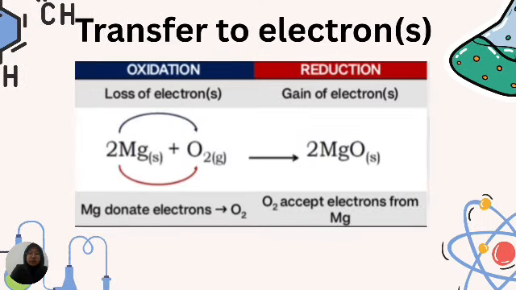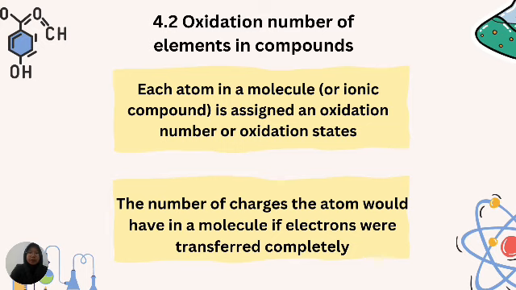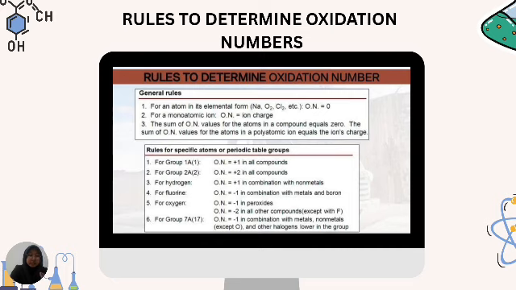Let's move on to subtopic 4.2, oxidation number of elements in compounds. Each atom in a molecule or ionic compound is assigned an oxidation number or oxidation state. It is the number of charges the atom would have in a molecule if electrons were transferred completely. These are the rules to determine oxidation numbers, and I will tell you more so you can understand better.